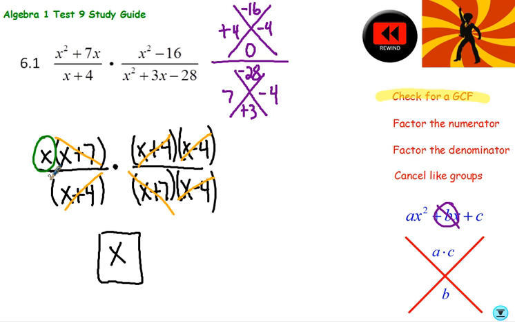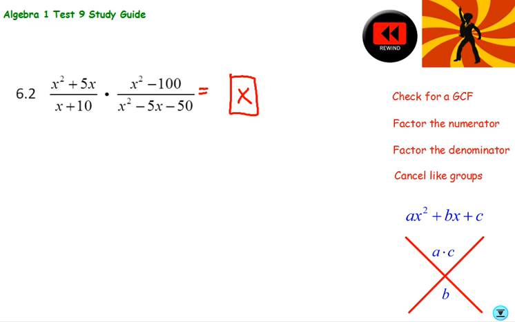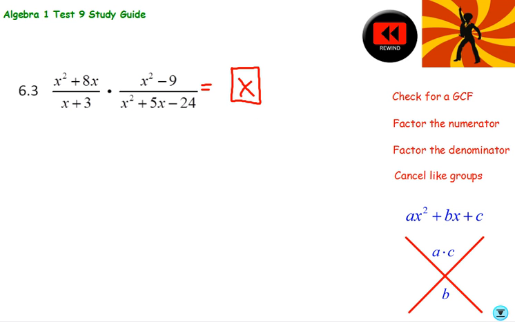Alright, so go ahead and pause now and try 6.2 and 6.3. Alright, you might have noticed a pattern. The answer to 6.2 is x. And the answer to 6.3 is also x, right? So kind of similar problem there, just the factoring was a little bit different. All right, so again, if you weren't sure, see if you can figure it out. If not, let's move on to number 7.